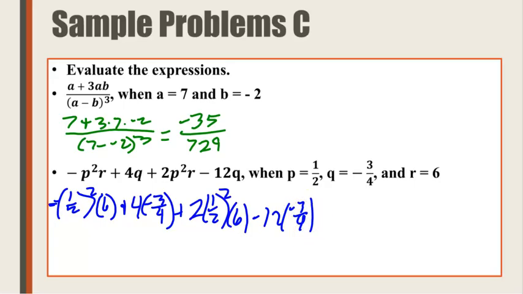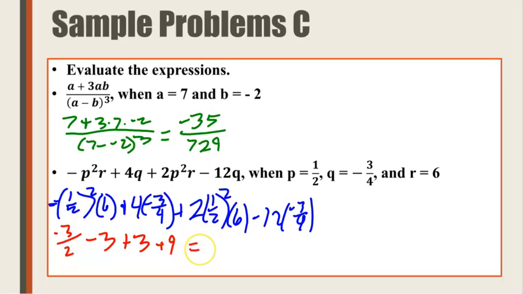And simplify that. Half squared is 1/4. 1/4 times 6 is 3/2, and times negative 1, so it's a negative 3/2. 4 times negative 3/4 is negative 3, so minus 3. 1/2 squared is 1/4, times 6 is 3/2. 3/2 times 2 is 3, so plus 3. Minus negative 12, or 12 times negative 3 is negative 36. Negative 36 divided by 4 is negative 9. So if I'm subtracting a negative 9, I'm really adding 9.